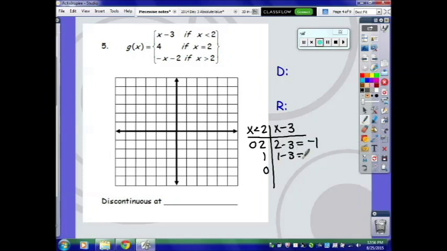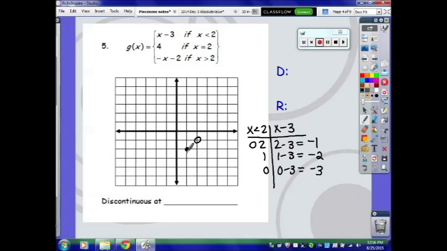1 minus 3 is negative 2. And 0 minus 3 is negative 3. All right, let's graph those points. So at 2, negative 1, we're going to have an open circle. At 1, negative 2, it's closed because it's less than 2.